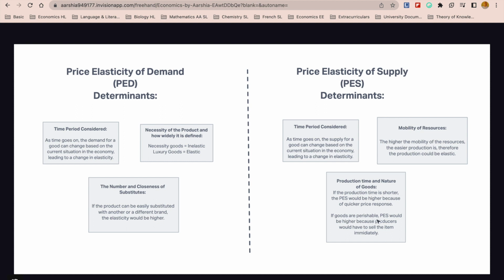If goods are perishable, PES would be higher because producers would have to sell the item immediately. And the opposite goes for non-perishable goods, because producers would like to hold on to them for longer, they have storage capacity, so the PES would be slightly more inelastic. So these are the determinants of demand and supply of PED and PES.